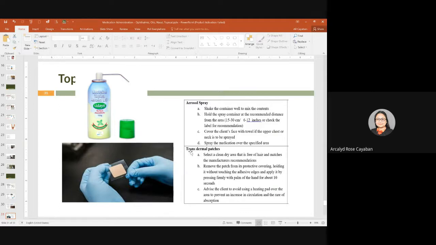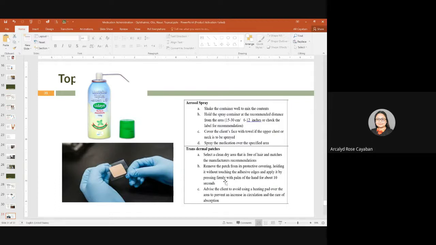And last but not the least, we have your transdermal patch. If you can see on this picture, the nurse is holding on the edge part and not holding on the medicated part of the patch. Of course, you have to select a dry area that is free of hair and matches the manufacturer's recommendation. Now, as you remove the patch from its protective covering, hold it without touching the adhesive edges and apply it firmly with the palm of your hand for about 10 seconds. Why? To make sure that it is attached properly to the skin of the client.